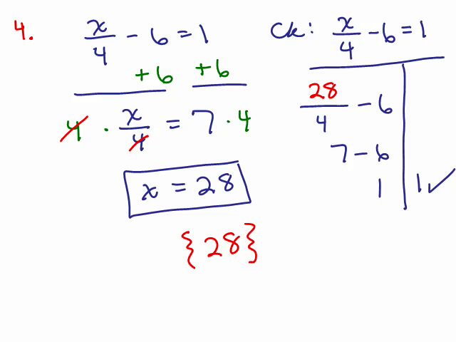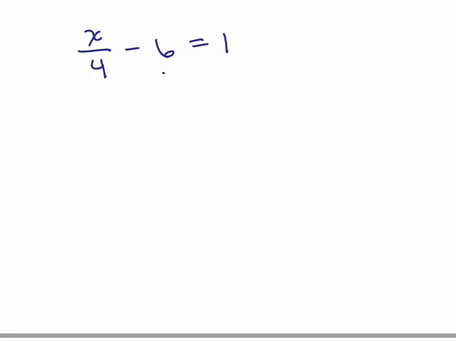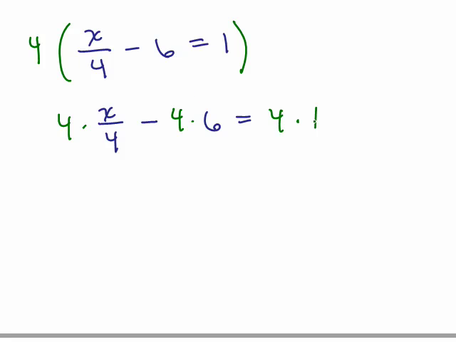Let's do this by getting rid of the least common denominator first. So I could take the same problem, x over 4 minus 6 equals 1, and multiply both sides of the equation by the least common denominator, which is 4, since there's only one fraction. So we're multiplying 4 to each term on both sides. So we have 4 times the x over 4 minus 4 times the 6 equals 4 times the 1. Remember, you have to do both sides of the equation by 4.